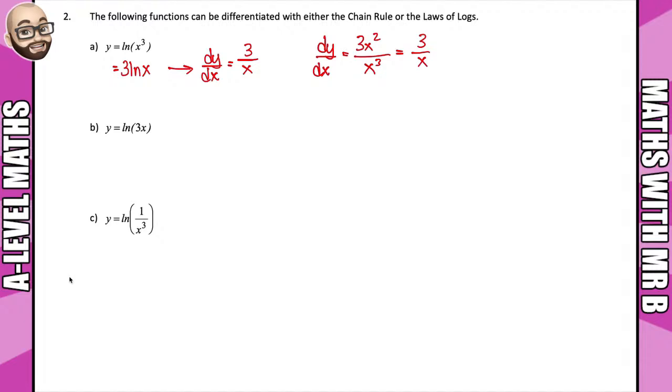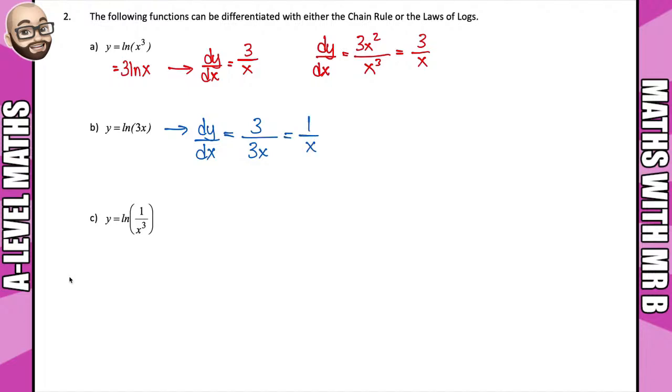Now for part B, we'll do the shortcut idea, and then I might change the question and show you what happens here. So if we want to differentiate ln of 3x, we know the 3x is going to go at the bottom, which means there'll be a 3 at the top, and those 3's would cancel out, and we're left with 1 over x.